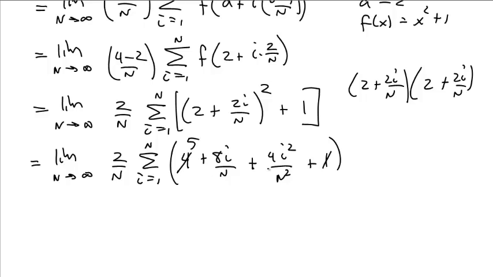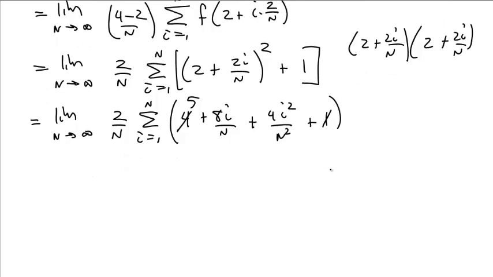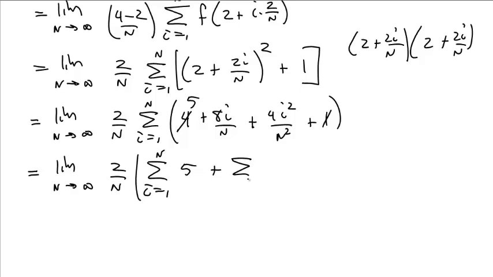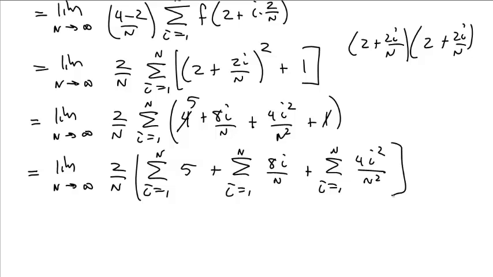And this is a summation of things added up. We can add them up separately. We can call this the limit as n goes to infinity of 2 over n of 3 different summations. We have the summation i equals 1 up to n of just 5, plus the summation i equals 1 up to n of 8i over n, plus the summation i equals 1 up to n of 4i squared over n squared.